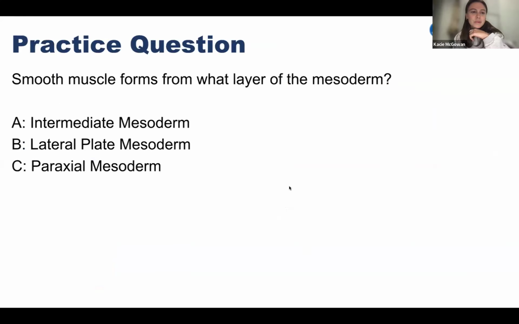Okay, so then moving on to our next practice question here. Smooth muscle forms from what layer of the mesoderm? And I'm not going to touch my keyboard.